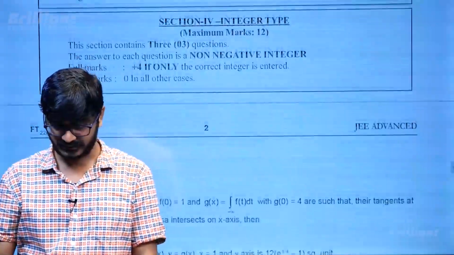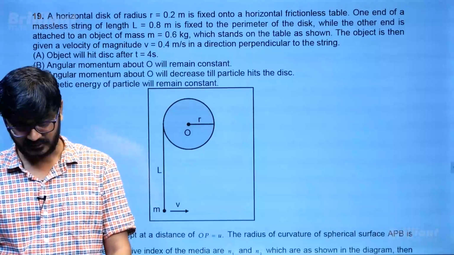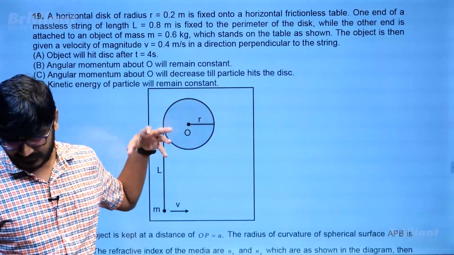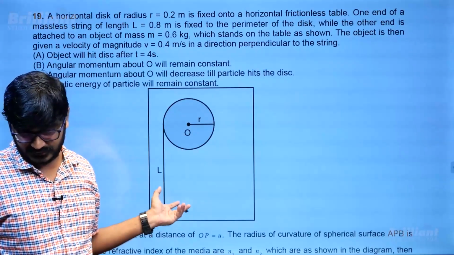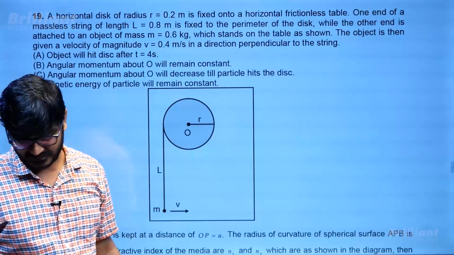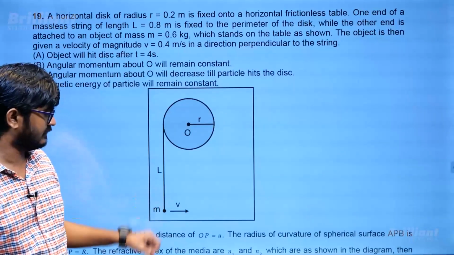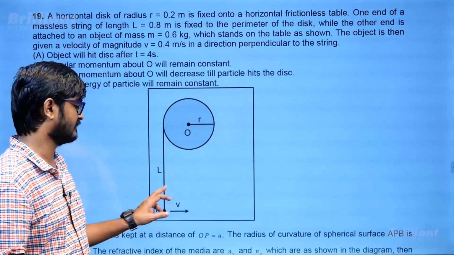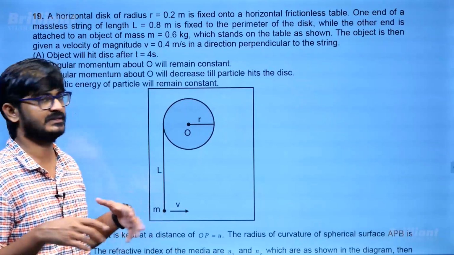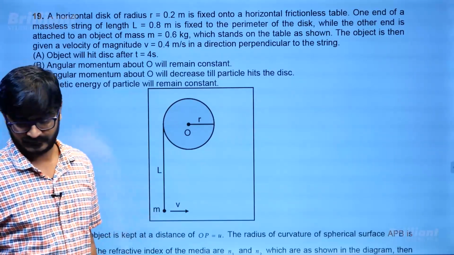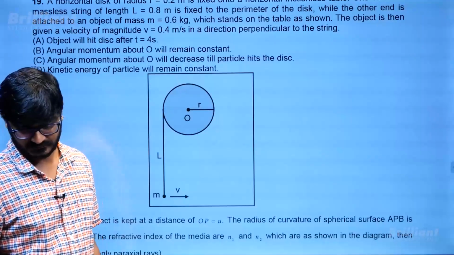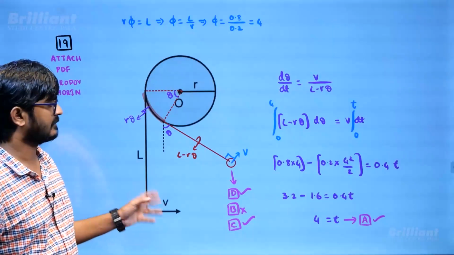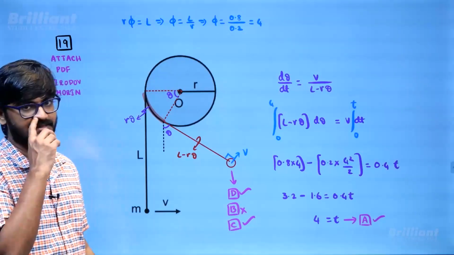Okay, we will be going to the second paper. The second paper, a horizontal disc of radius 1.5, mass left, string is fixed. Okay, you can read the question now. So you are giving a velocity perpendicular to the string. So what is going to happen? Tension will always be perpendicular to velocity, so it won't be changing any kinetic energy. So from there you can see option D is correct because tension will always be perpendicular to the velocity, it won't be changing the kinetic energy.